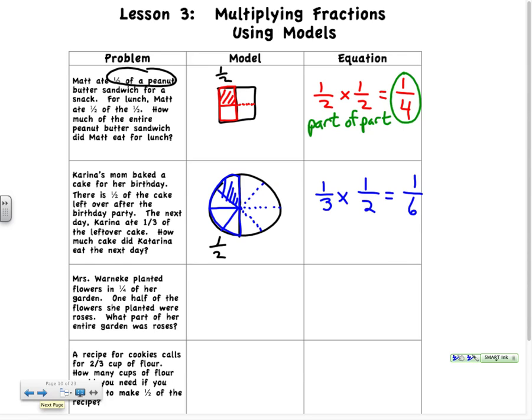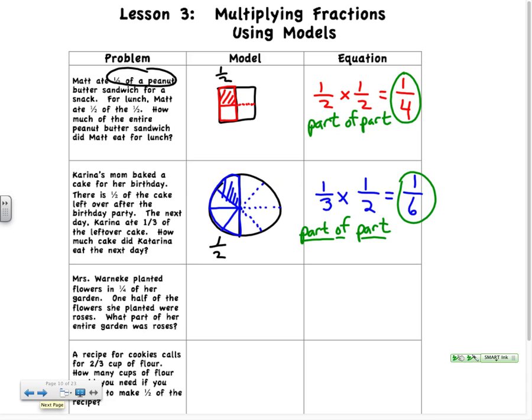And again, if you examine these numbers, 1/6 is going to be smaller than either 1/3 or 1/2 because 1/3 is a part of that little part she had to start with. So multiplying fractions is taking part of a part. Your product gets smaller. And the next one, Mrs.